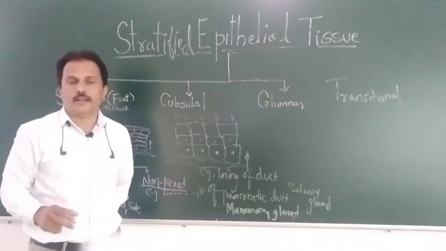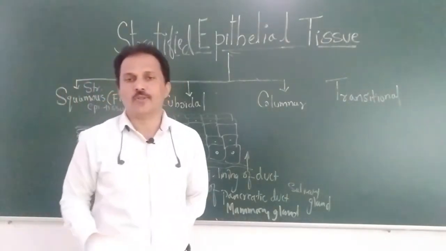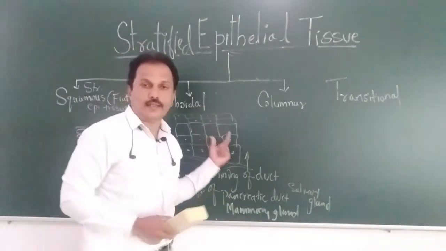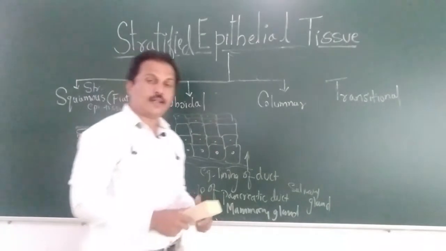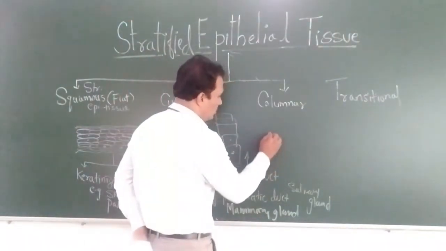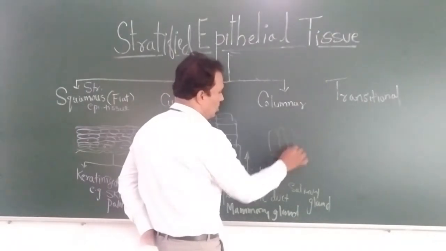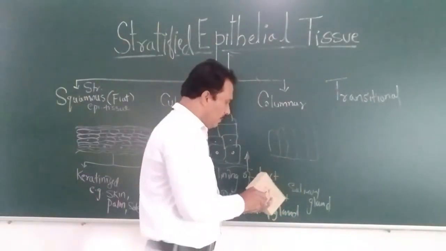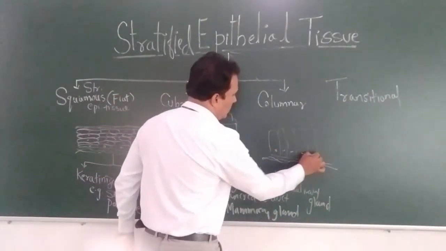It is mainly a multi-layered structure, and no doubt it gives protection. Many times it is also secretory in function. So this is about the cuboidal type of stratified epithelial tissue. Next comes the columnar, column-like cells, tall cells. If you have a look, this is the basement membrane. These are the tall cells.